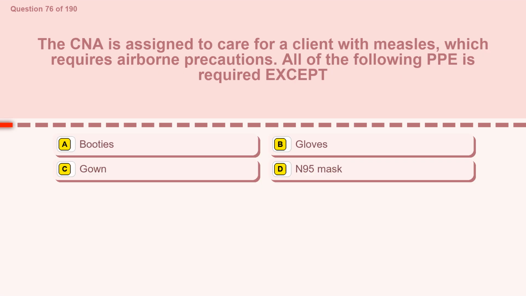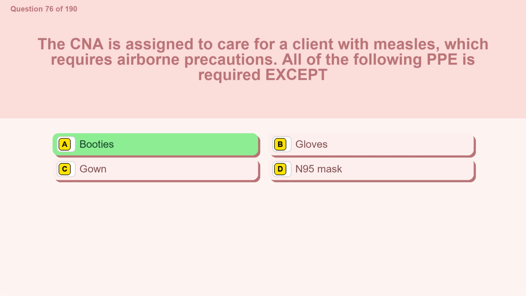Question 76. The CNA is assigned to care for a client with measles, which requires airborne precautions. All of the following PPE is required except: Option A, booties. Option B, gloves. Option C, gown. Option D, N95 mask.